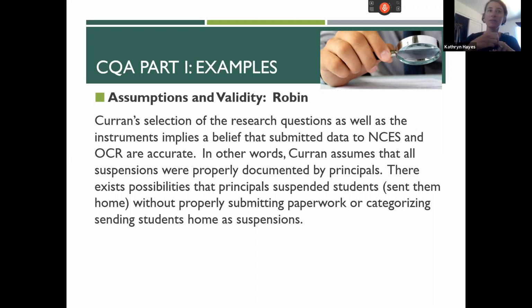In other words, Coran assumes that all suspensions were properly documented by principals because she is reading about suspension rates, but she is a principal, and so she understands that there exist possibilities that principals suspend students without properly submitting paperwork. So she's questioning, well, is there an issue of validity with this measure? And remember, that's what we're doing with validity. We're really looking at the measure itself. Are there some issues with validity?